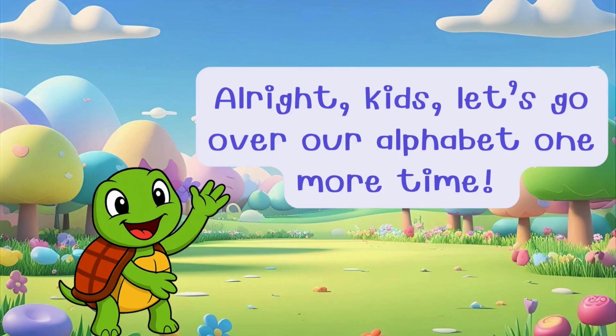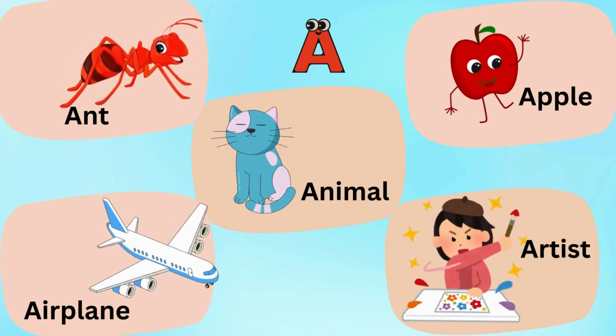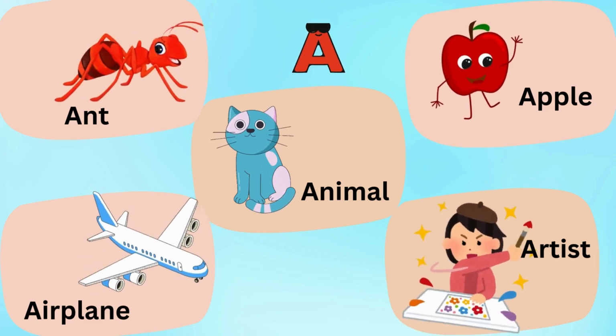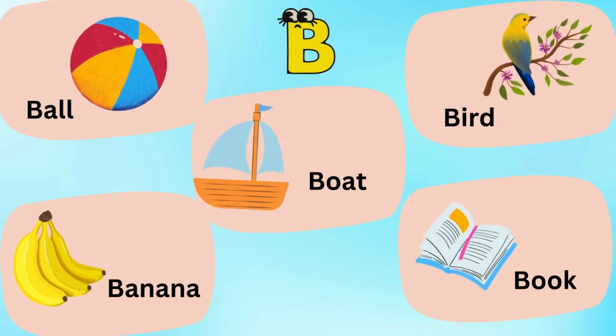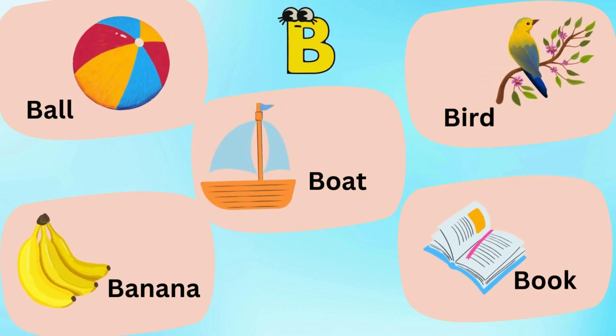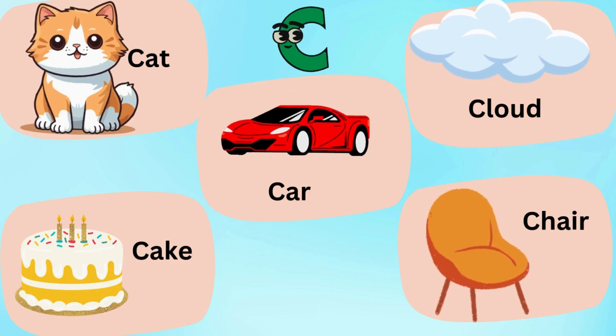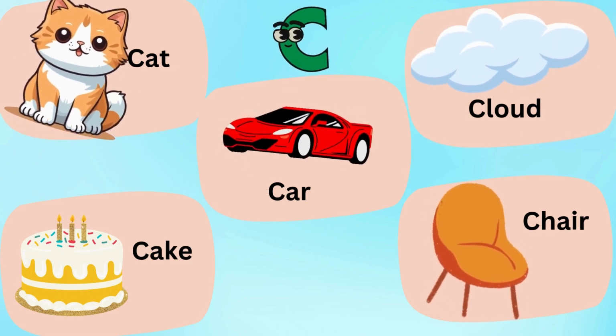All right, kids, let's go over our alphabet one more time. A is for apple, ant, airplane, animal, and artist. B is for ball, bird, banana, boat, and book. C is for cat, car, cake, chair, and cloud.